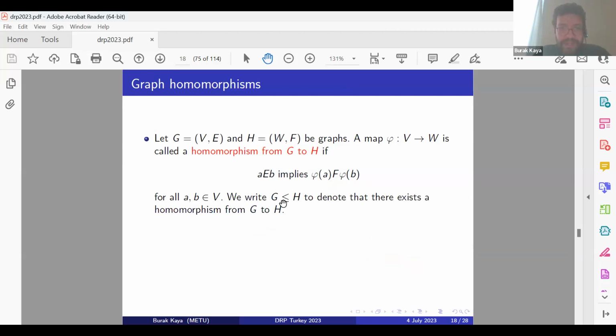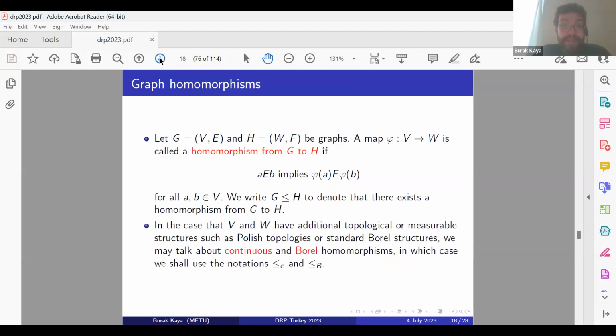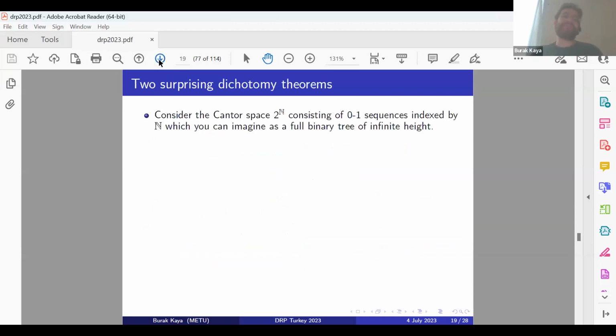Now, we write less than or equal to to denote that there's a homomorphism. Suppose that these graphs have additional topological or measure theoretic structure. Maybe these are Borel graphs, okay? Or maybe there are topologies. Then if there is additional structure on V and W, I can talk about additional properties of this map. If these are topological spaces, I can require this graph homomorphism to be a continuous map. Or if these are standard Borel spaces, I can require this to be a Borel map. In which case, you can talk about continuous and Borel homomorphisms. And my notations for that are, I'm just going to put a C for continuous and B for Borel there. Now, a very, very surprising and very fundamental result from descriptive graph combinatorics. You take the Cantor set, okay?